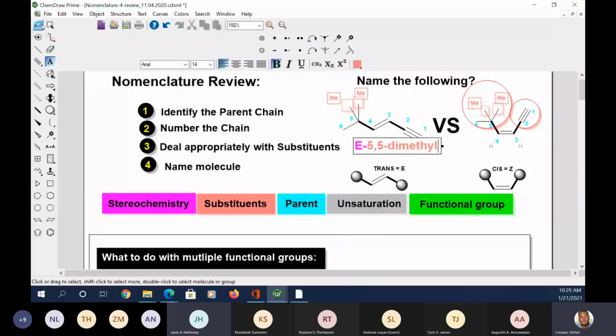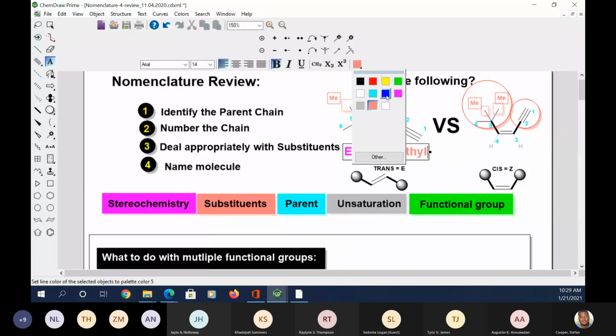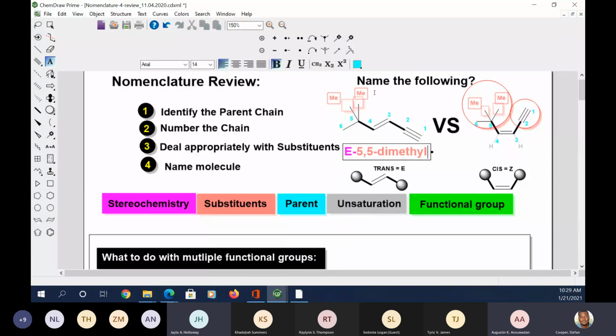Very good. Keep in mind, if you use the word di, they've got to be 2 numbers. If you use the word tri, it needs to be 3 numbers. If you use tetra, it needs to be 4 numbers. Okay, good. So I got my stereochemistry and I dealt with my substituents. What is the parent chain name or root name? Hexane, hexyne, I don't know. This is hex for now.